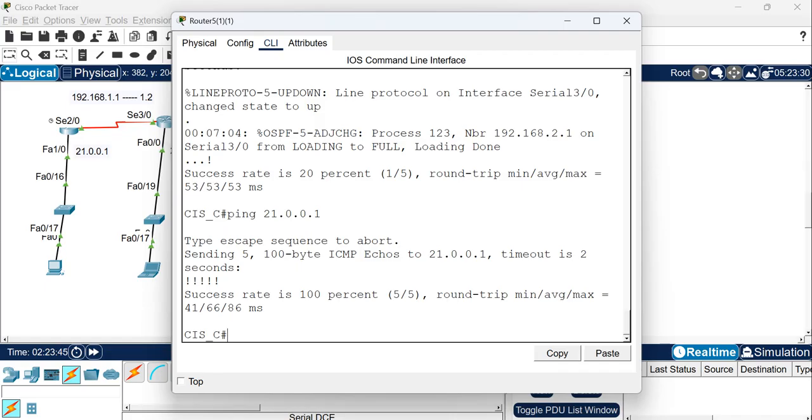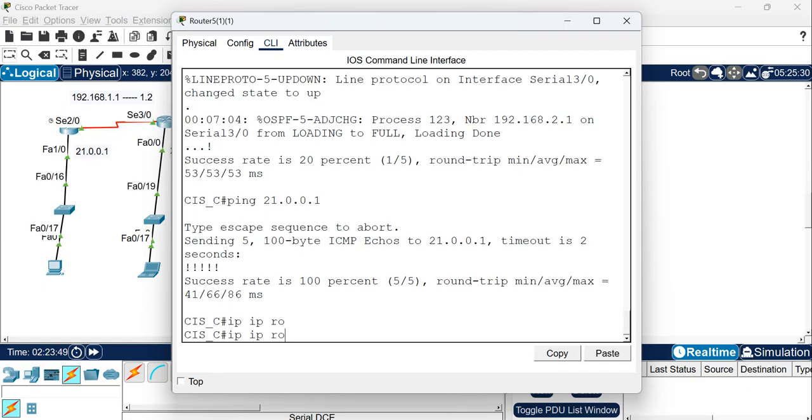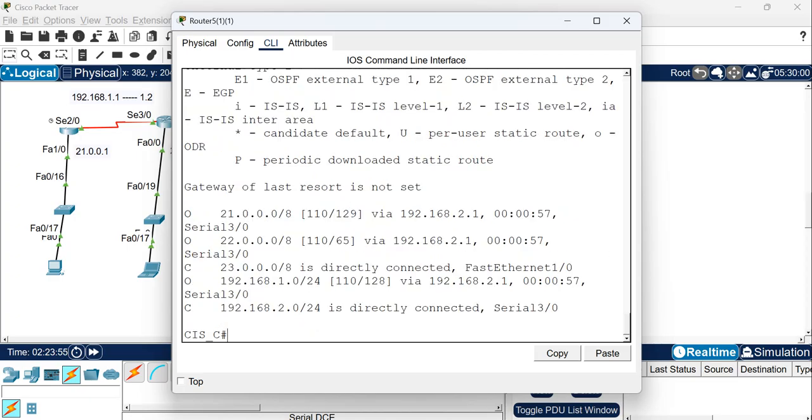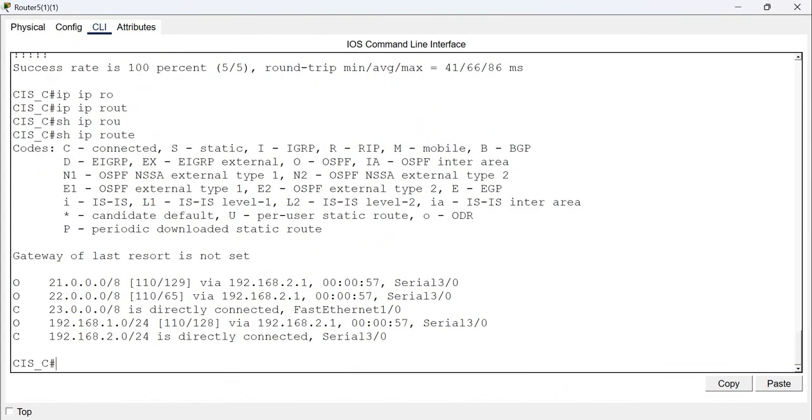Clear, guys? So if you want to see the routing table, what is the command? Show IP, oh sorry, it is show ip route. It will show you the routing table available. O stands for OSPF, which you configured. Show ip route is the command used to find the routing table available.